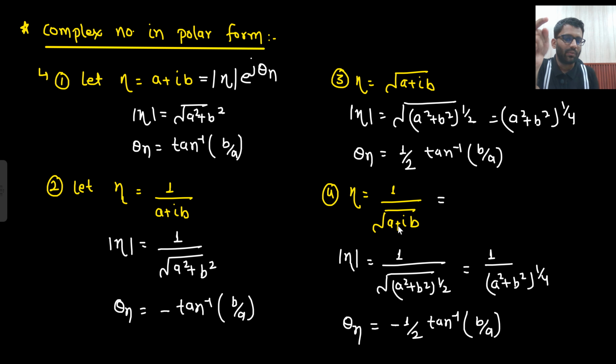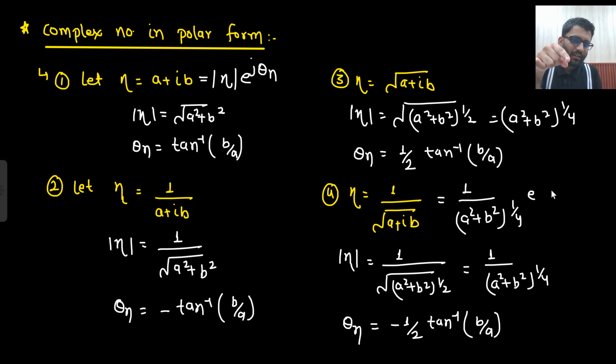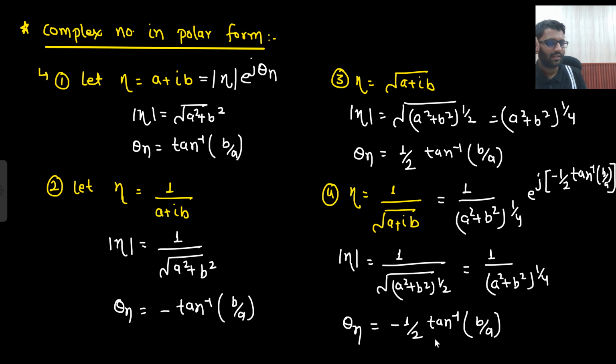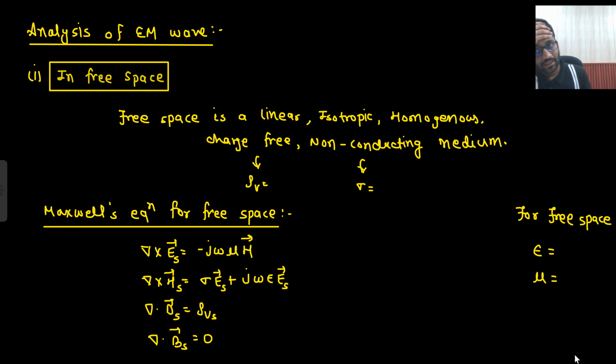So how can I write down this value? The magnitude of eta is 1 upon a square plus b square to the power 1 by 4. And then the angle: exponential j to the power minus 1 by 2 tan inverse b by a. So this is how this quantity can be written. This complex number 1 upon root a plus jb can be written like this. Is that clear to you? Same goes for these ones as well. We will be using this when we study intrinsic impedance. That's why we are dealing with it here. So there you should not have any doubt. Now let's start our derivation.